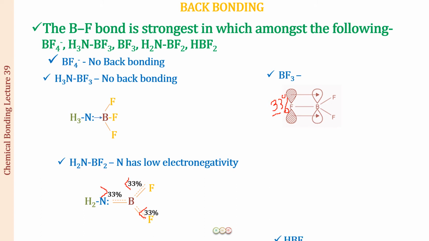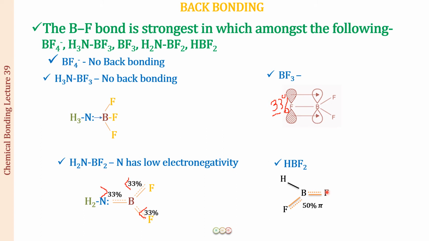And now let us look at HBF2. So in HBF2, what you can see is again boron is making 3 bonds, right? So again the octet is not complete. It is having an empty orbital, and fluorine can contribute an electron pair to the boron so that its octet gets complete and hence back bonding is possible. But now we have 2 fluorines which can participate in back bonding. So it is going to be 50% character of both the fluorines in formation of the double bond or the pi bond.